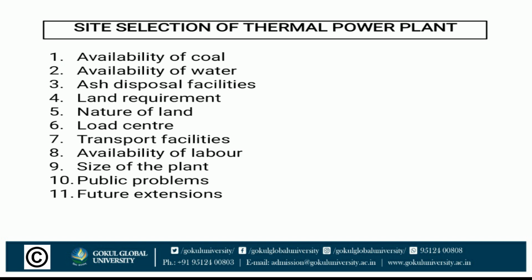It is therefore necessary to locate the plant near the water source which will be able to supply the required quantity of water throughout the year. Third one, ash disposal facilities. Ash is the main waste product of a steam power plant. The handling problem is more serious than coal handling, particularly in India. Coal available in India has a large percentage of ash, 20 to 40 percent, because ash comes out in hot condition and it is highly corrosive.